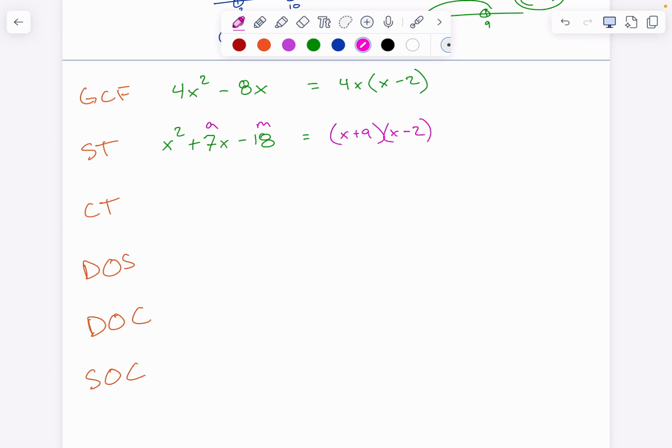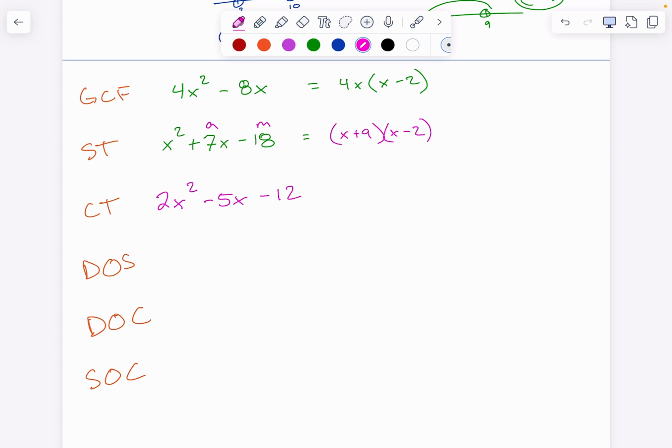Complex trinomial. I have to make sure it comes out nice first. Okay, there you go, complex trinomial. This one might take a little bit of work. Maybe I should scoot the other ones down.